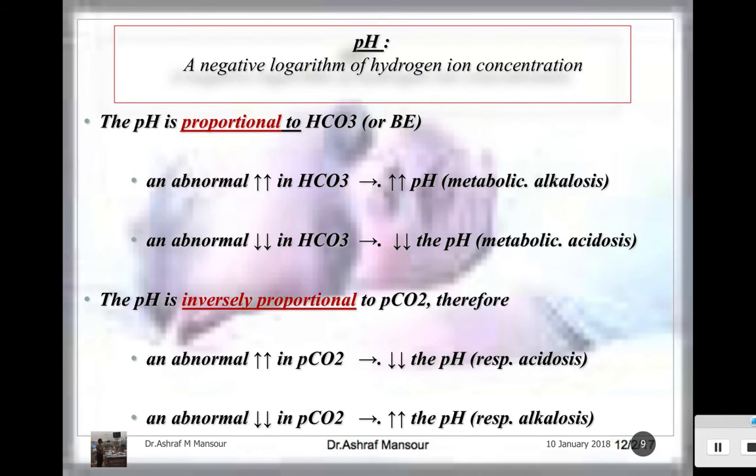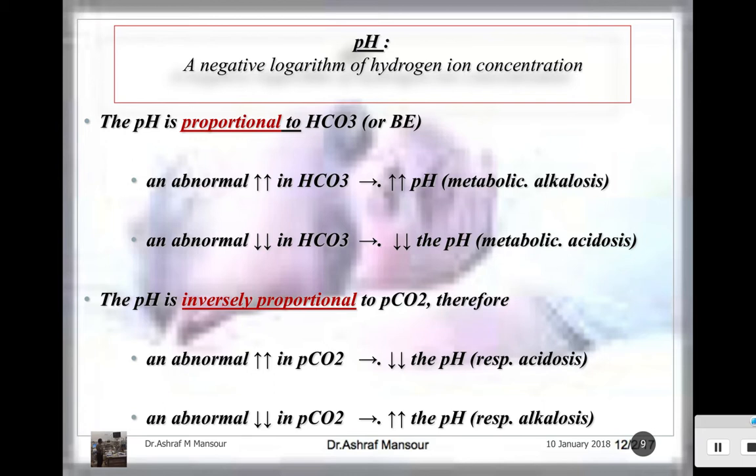So I will start to speak about the pH, and the pH is a negative logarithm of hydrogen ion concentration, and it is in direct relation with the bicarb. So the more the bicarb, the more the pH. So any abnormal increase in the bicarb will increase the pH, which is called metabolic alkalosis.